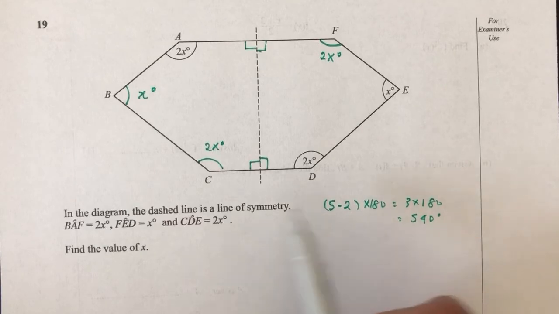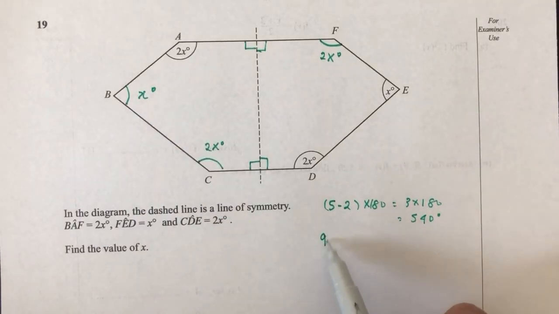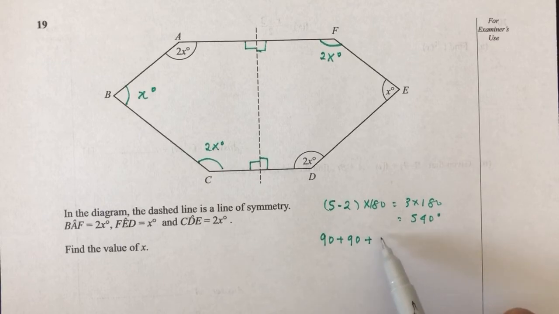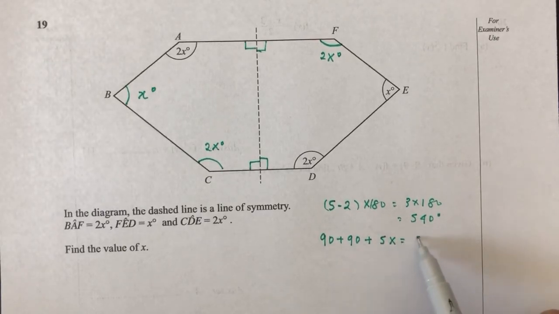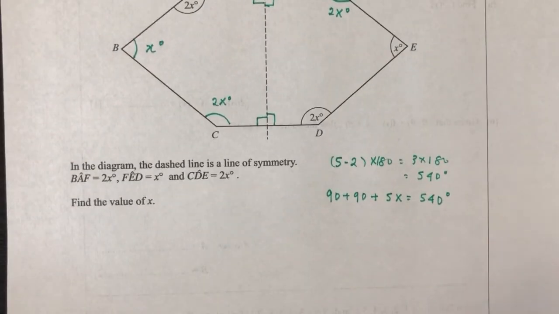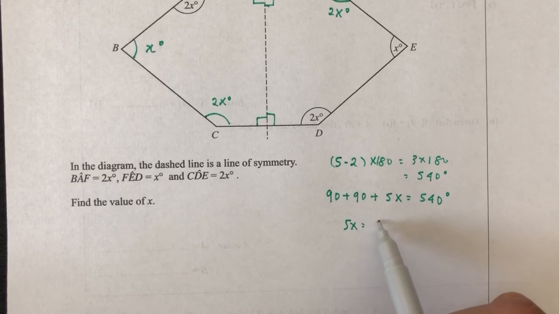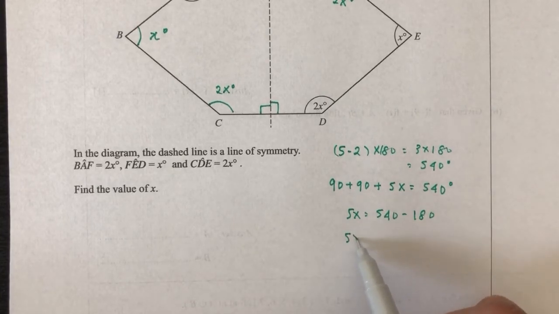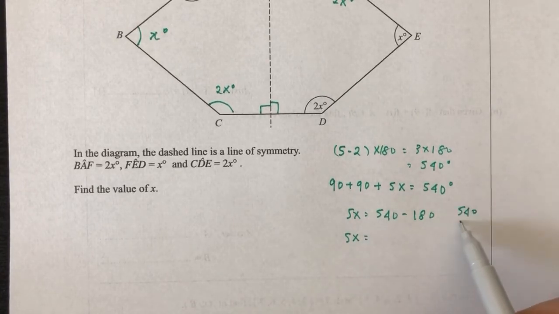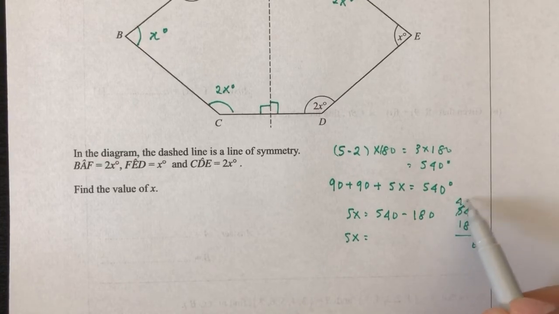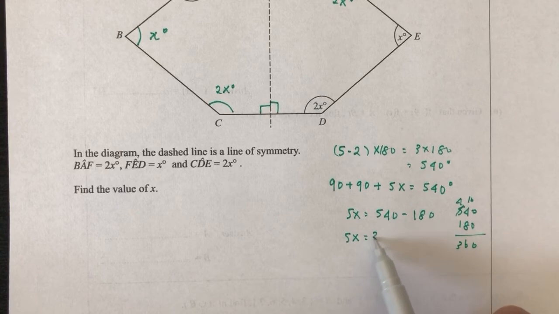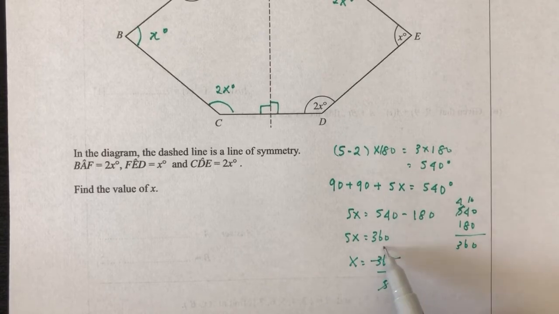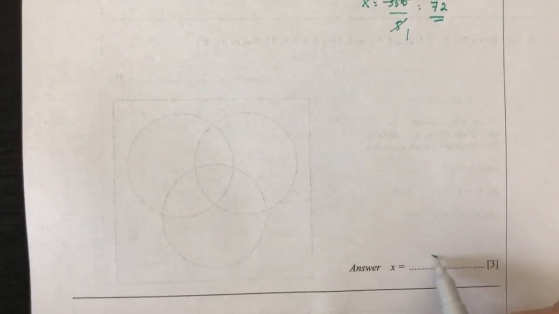So let's write that down. On this side, we have 90 plus 90 plus 5x will be 540. 5x will be 540 minus 180. And 5x is equal to what? So let's do that. 540 minus 180 is 360. So x will be 360 divided by 5. That becomes 72 degrees. So the value of x will be 72.